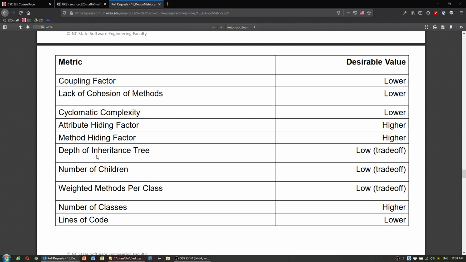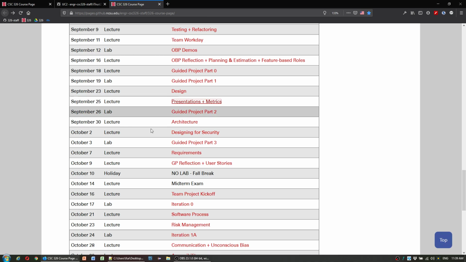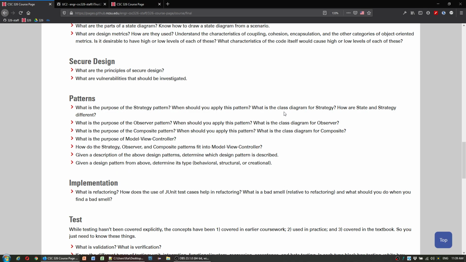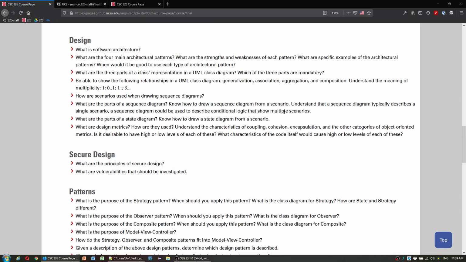And as said, we want generally higher hiding factors here because it means that more stuff is private and you don't have to worry as much about breaking an interface as part of changing things. All right. That looks like that is pretty much what we have for the design section.